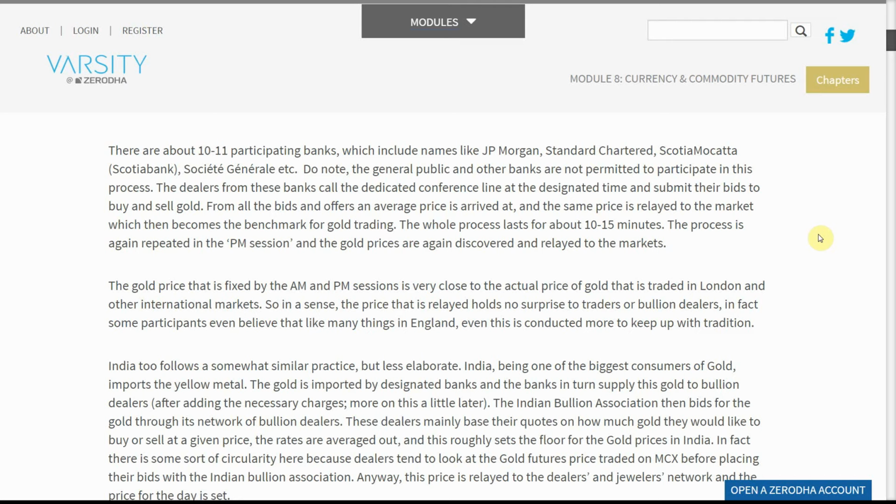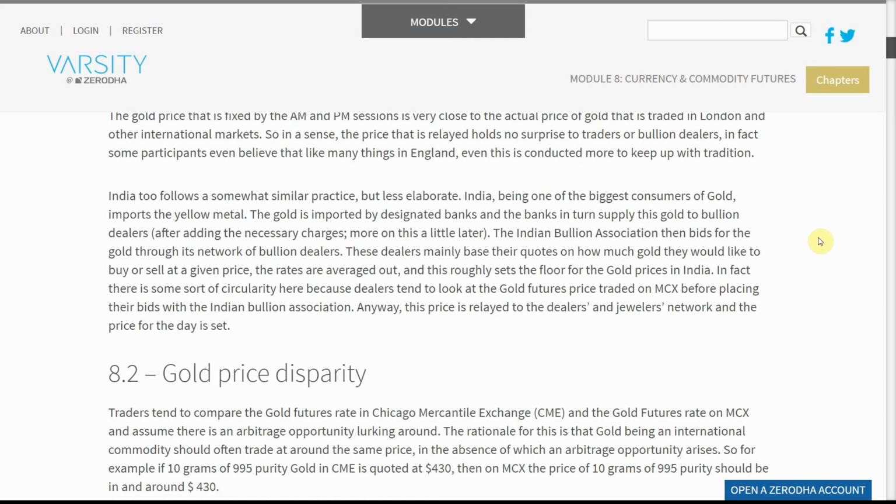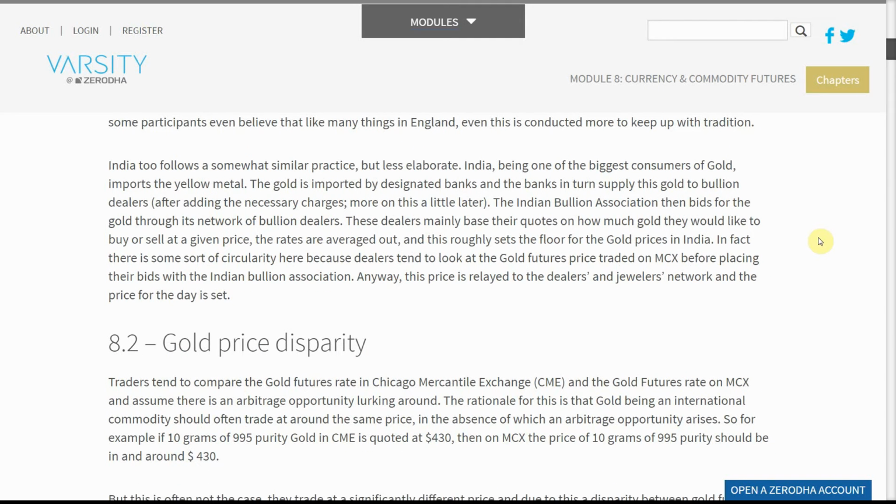So in a sense, the price that is relayed holds no surprise to traders or bullion dealers. In fact, some participants even believe that, like many things in England, even this is conducted more to keep up with tradition. India too follows a somewhat similar practice, but less elaborate. India, being one of the biggest consumers of gold, imports the yellow metal. The gold is imported by designated banks, and the banks in turn supply this gold to bullion dealers after adding the necessary charges. More on this a little later.